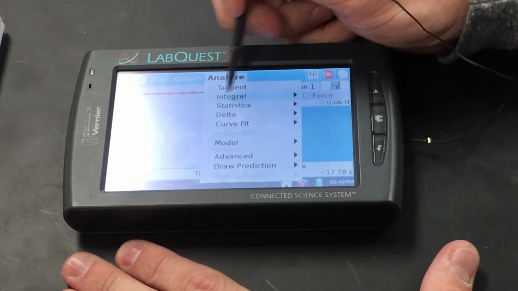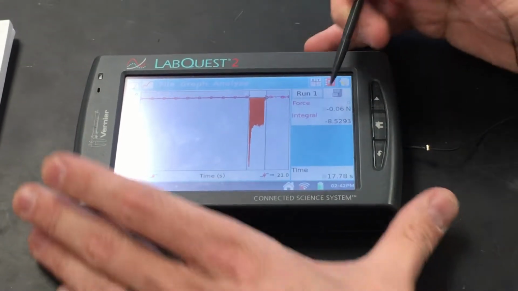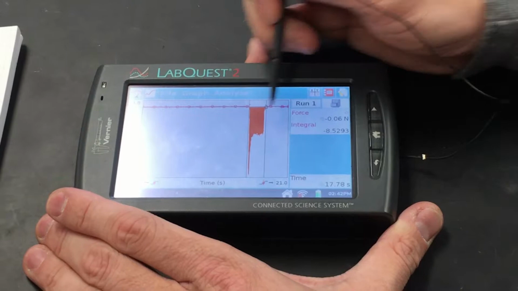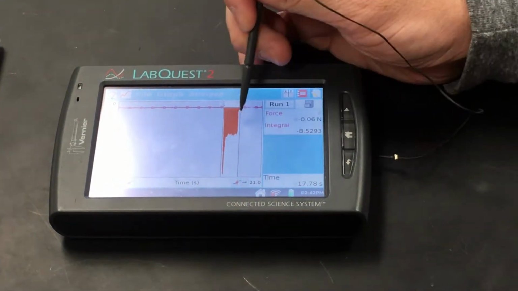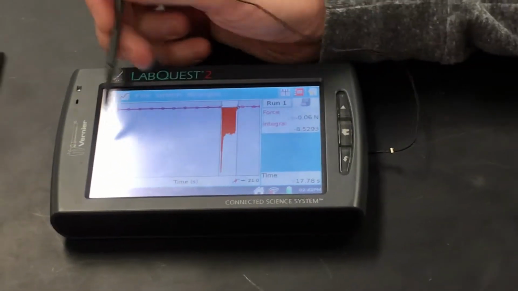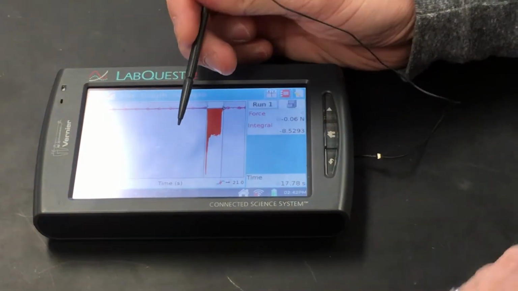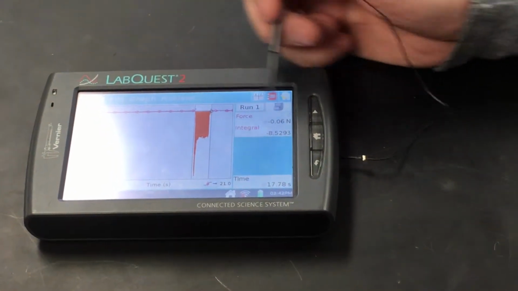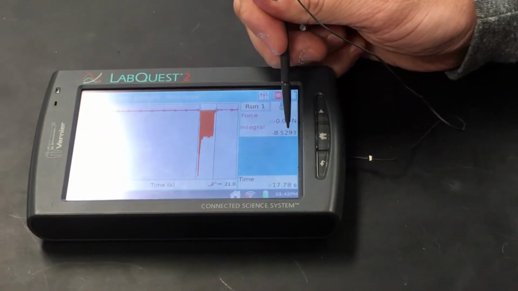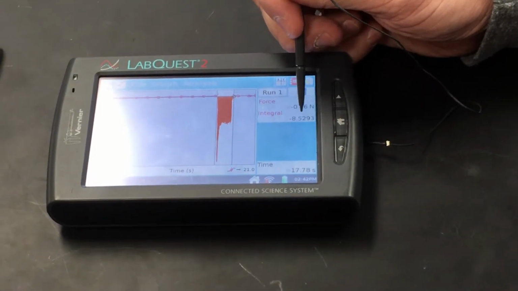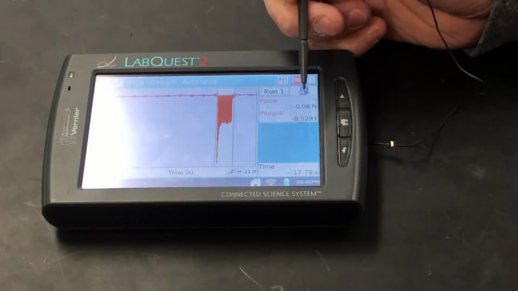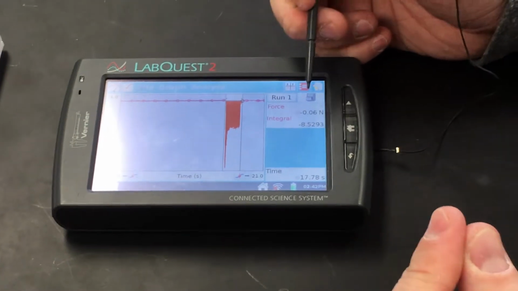We're gonna go to Integral and touch Force, and we can see that it fills it in. And the integral is the area underneath this curve. If we get the area underneath a force time graph, that's going to give us the impulse. So this is actually the impulse in newtons times seconds, or newton seconds. 8.5 newton seconds is the impulse that the rocket engine produced.